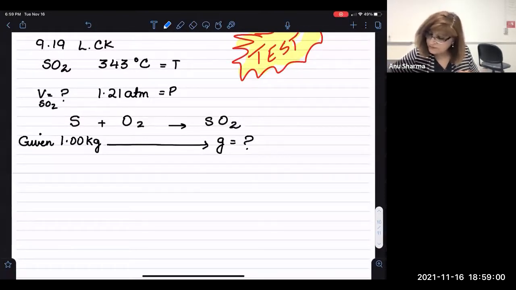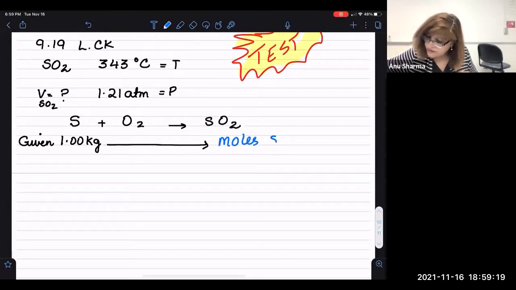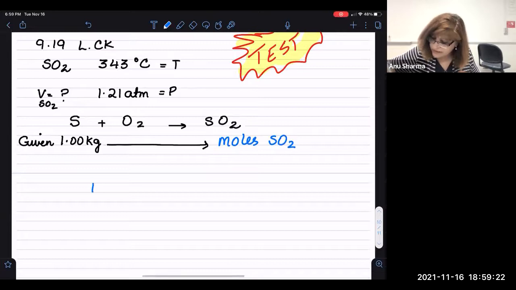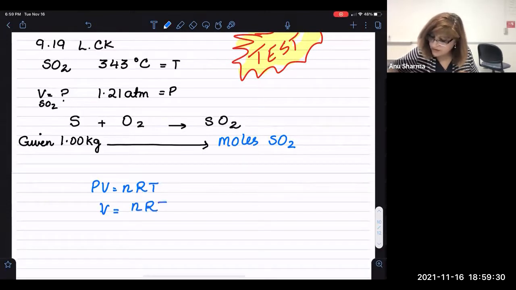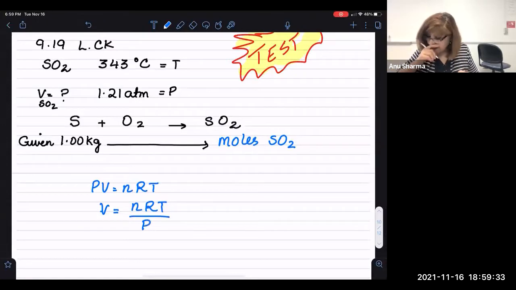Okay, so given, convert that to grams, or rather not even grams, just get the moles of sulfur dioxide. Once you get the moles of sulfur dioxide, then PV is equal to nRT. We need to find the volume. Volume is equal to nRT over P. So we have the pressure, we have the temperature, we know the value of R, we can find the volume.